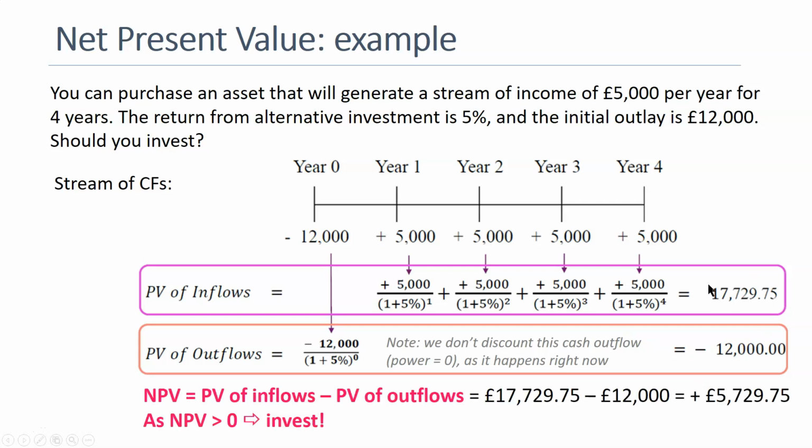And now we need to add up present value of cash inflows and present value of cash outflows. And if we do this, we will see that the net present value of this particular project is £5,729. Because it's a positive number, inflows are greater than outflows in present terms. It means that it's a great attractive project and we should invest into this. We apply our decision-making rule. If it's positive, we should invest.